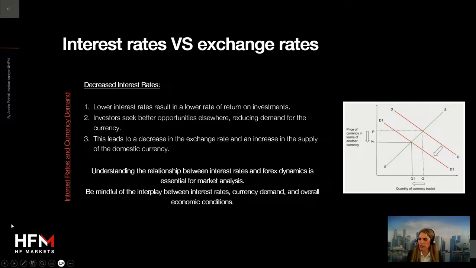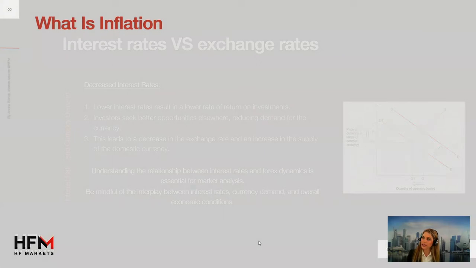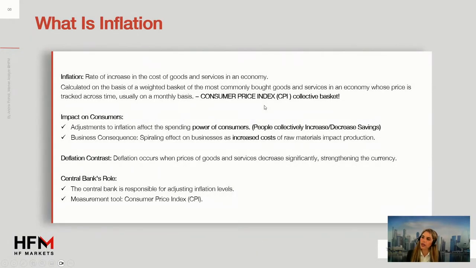So we're gonna see everything in a bit. Actually, we're gonna see it in a bit on what is inflation. Too high interest rates have both positive and negative consequences as well. But also too low interest rates have both positive and negative consequences. We're gonna see everything in a bit. Now, let's move on to inflation.